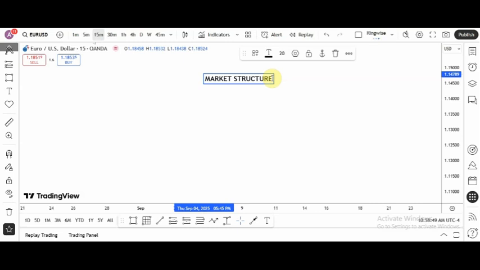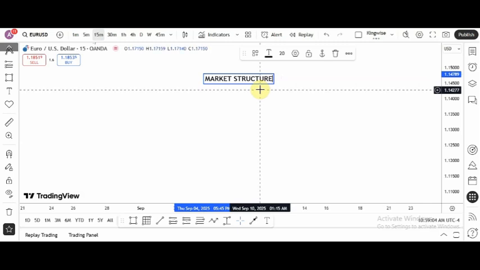So everything on earth has a structure. So today, since we are talking about forex trading, we are going to be looking at the market structure.